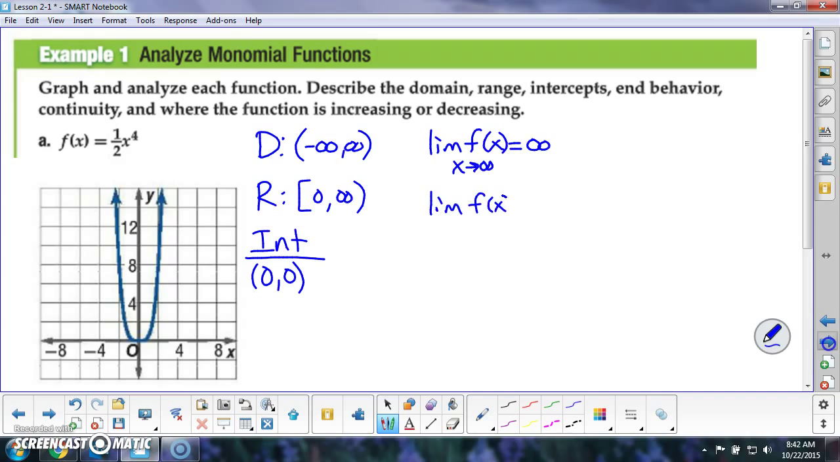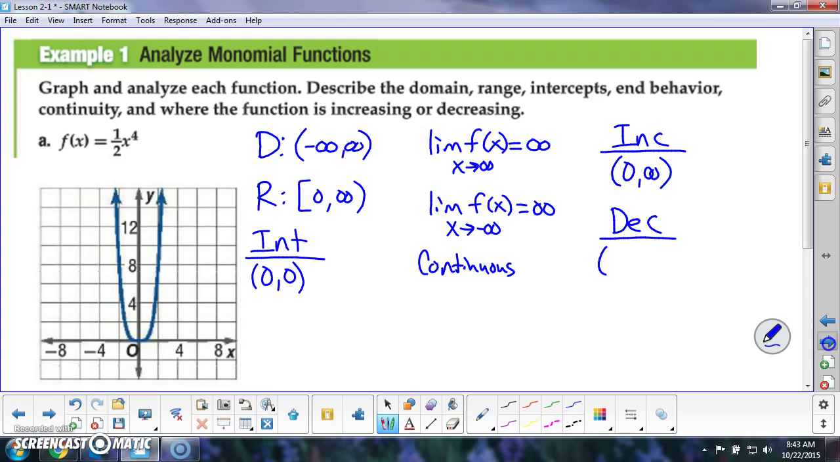As you go to the left, it also goes up. So there's your end behavior. It is a continuous function. And where is it increasing and where is it decreasing? Half of it is increasing. The half that's increasing is the right half, so we'll say from 0 to infinity. The other half is decreasing, so we'll say from negative infinity to 0. There's the characteristics of a touchdown guy.